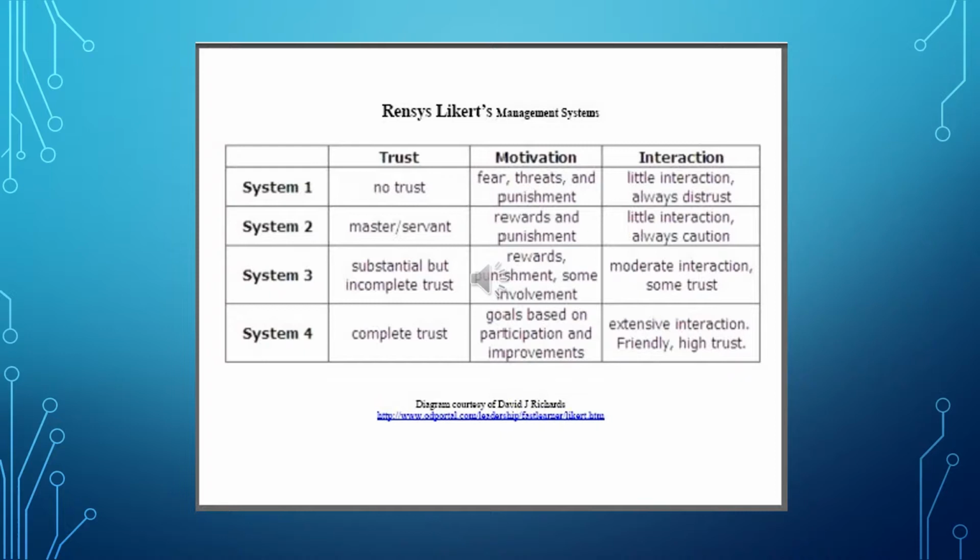System 3 has substantial but incomplete trust, rewards and punishment and some involvement, which is improvement, moderate interaction and some trust. System 4 has complete trust, goals based on participation and improvements, and extensive interaction, friendly, high trust. I think it's safe to say that everyone's goal is to work for an organization that emphasizes positive interaction between their managers and employees in a way that System 4 reflects.